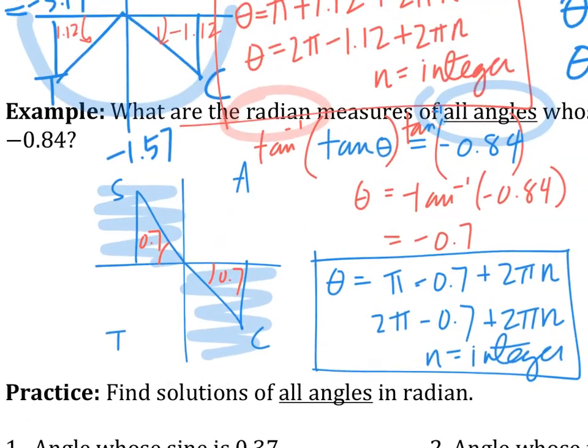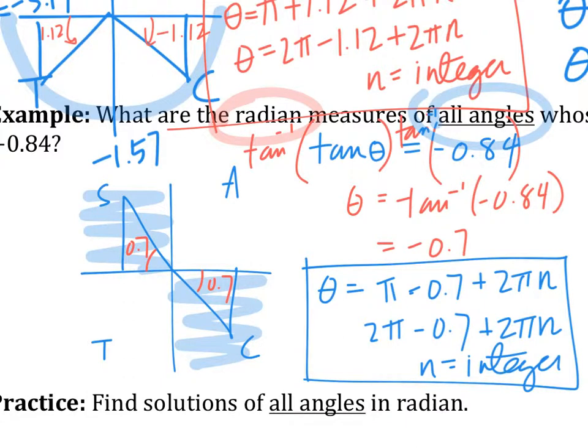How do you know whether to overshoot or undershoot? You can see it, right? If you go to pi, you're already more than this line. Your angle is right here.